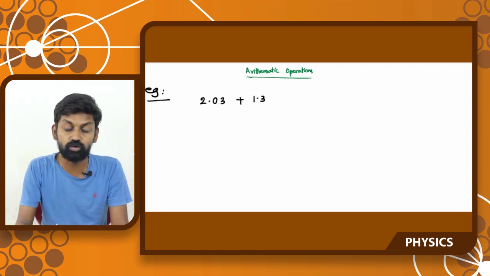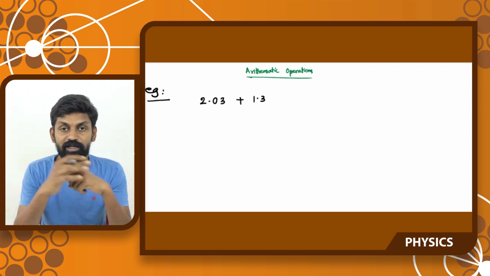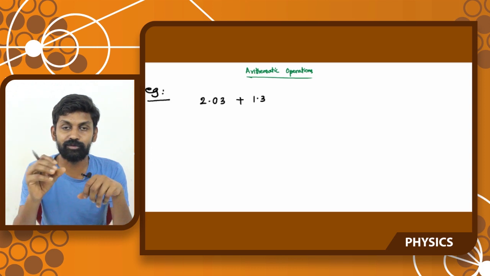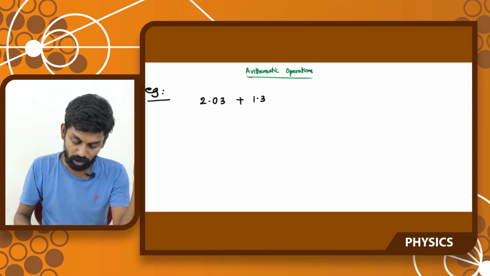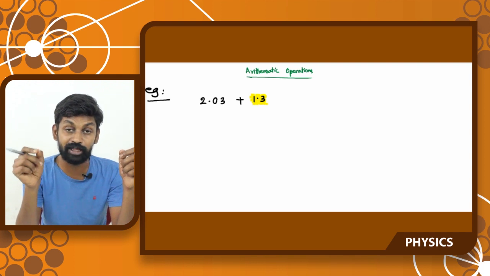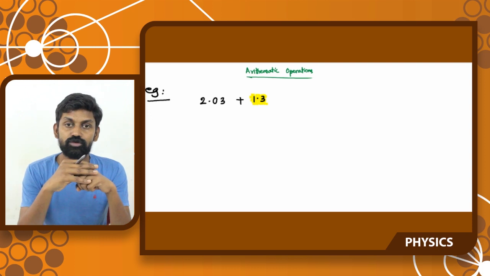We are adding two numbers, one is 2.03 and another one is 1.3. In 2.03 we have 3 significant figures and in 1.3 we have 2 significant figures. So here the least accurate value, or the value with the least number of significant figures, is 1.3. So the result should not be more accurate than 1.3. That means the answer should have only 2 significant figures.